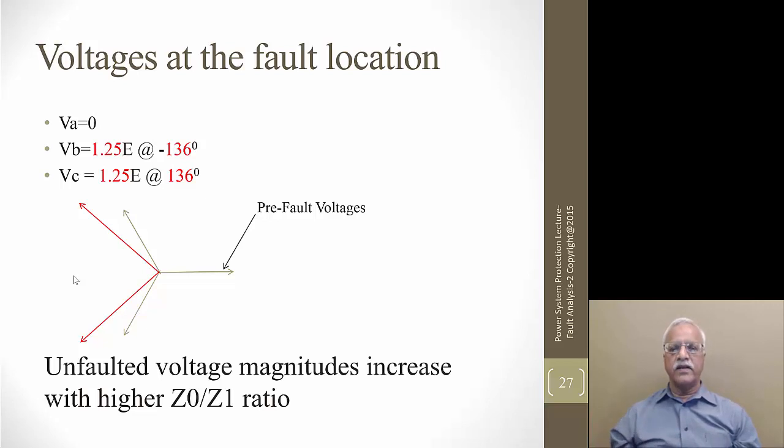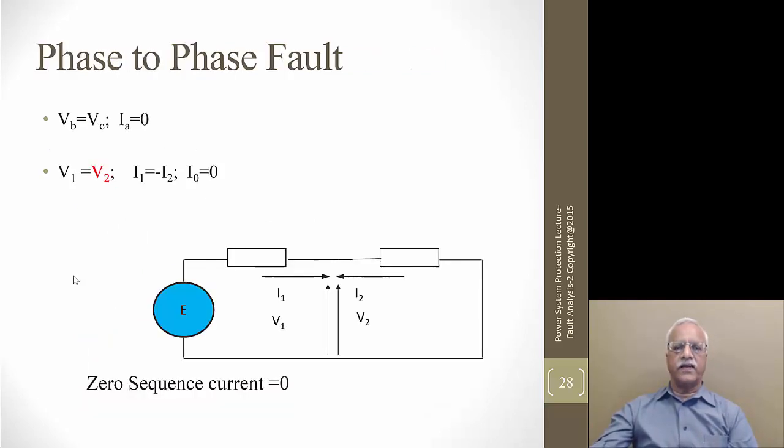And then IEEE defines effectively grounded systems as the ratio of X0 to X1 to be less than 3 and R0 to R1 to be less than or equal to 1. It's 3 or 3.5, you should look at it. That is how it is defined. Effectively, when I take 3, the voltages on the other two phases will not increase by more than 25% if you keep the Z0 to Z1 ratio equal to 3.